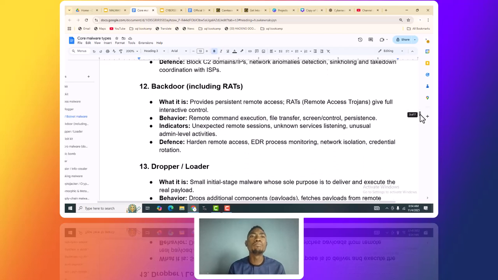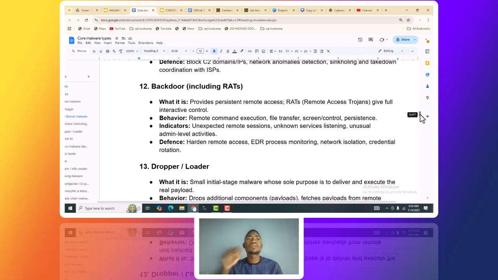Another one is called a backdoor. It can also be called a remote access Trojan, but a remote access Trojan is not the only kind of backdoor. Even command line injection is also a backdoor. It provides persistent remote access and gives full interaction control. Some of the behaviors are remote command execution, exfiltration, file transfer, even screen and control, and persistence. These are what a backdoor causes.